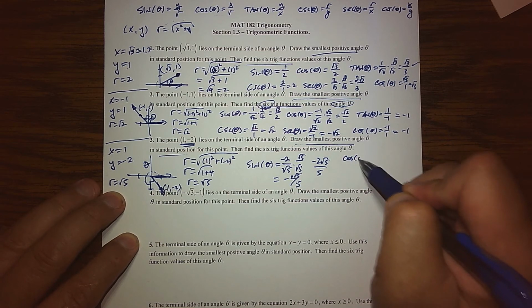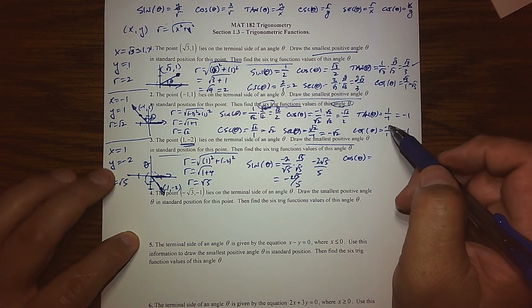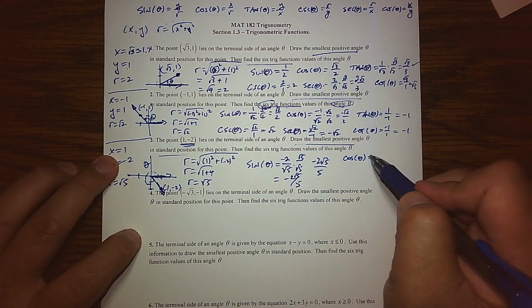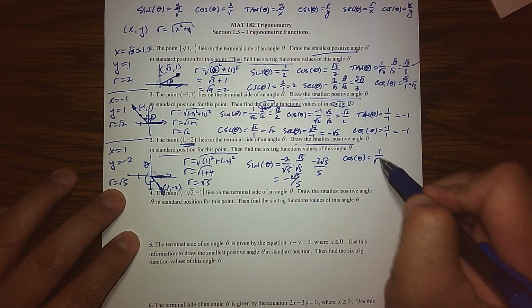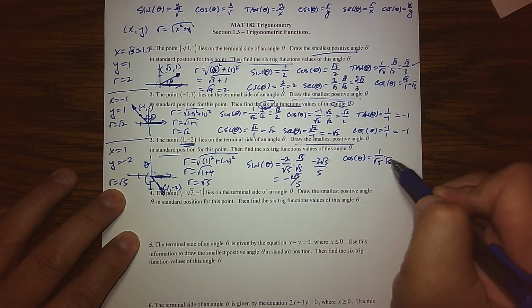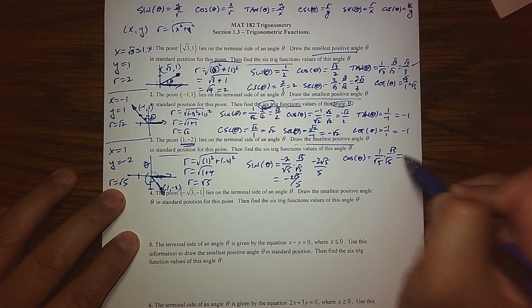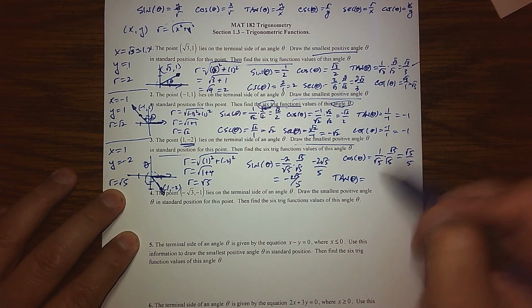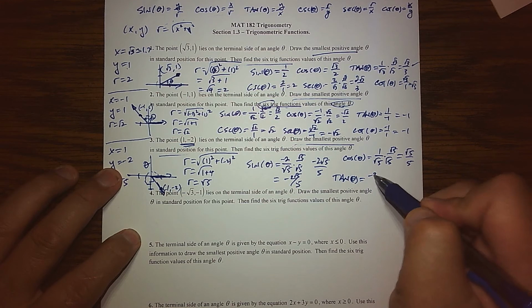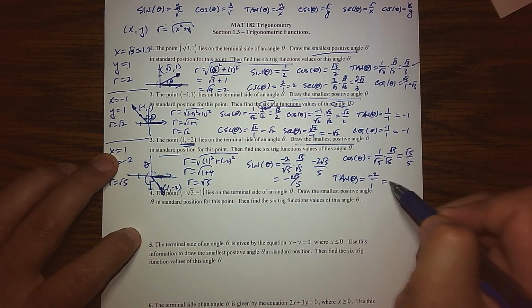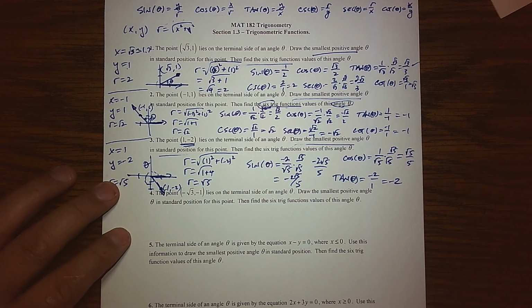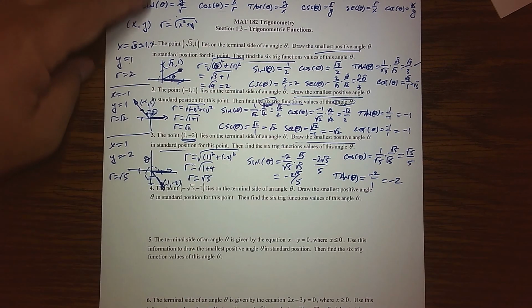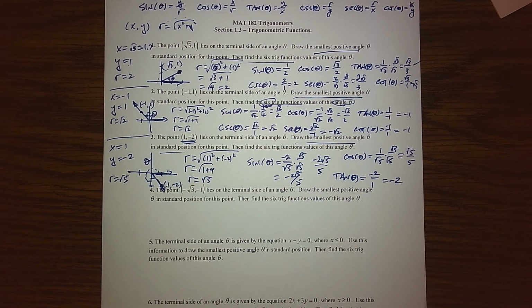What about our cosine value? Well, by definition, it's the x coordinate, 1, over the r value, square root of 5. And again, if I rationalize the denominator, we get the square root of 5 all over 5. Last but not least, what's the tangent of that angle? Well, by definition, it's the y coordinate, negative 2, over the x coordinate, which is 1, and we get negative 2. The other 3, you just basically take the reciprocals or follow their definition. But there's basically the 3 main ones.